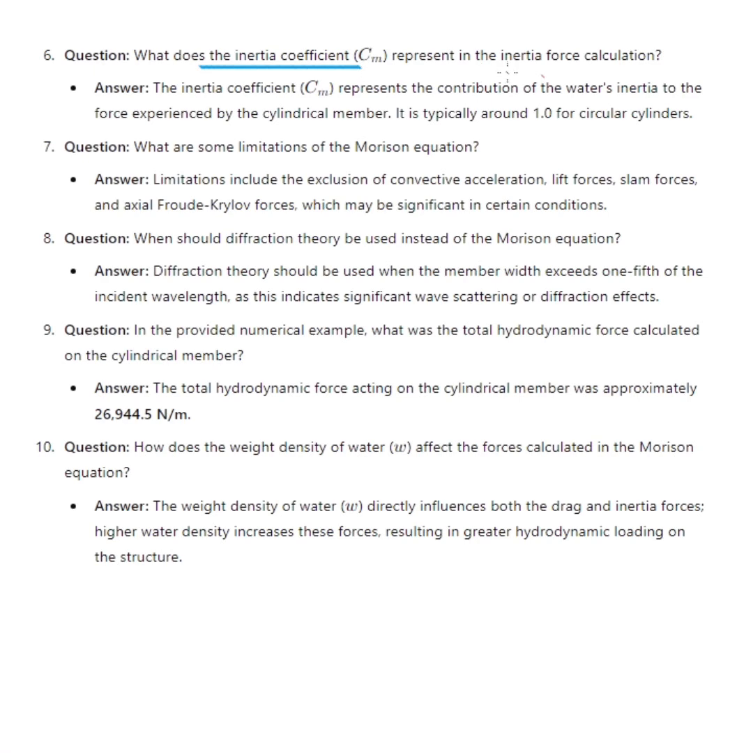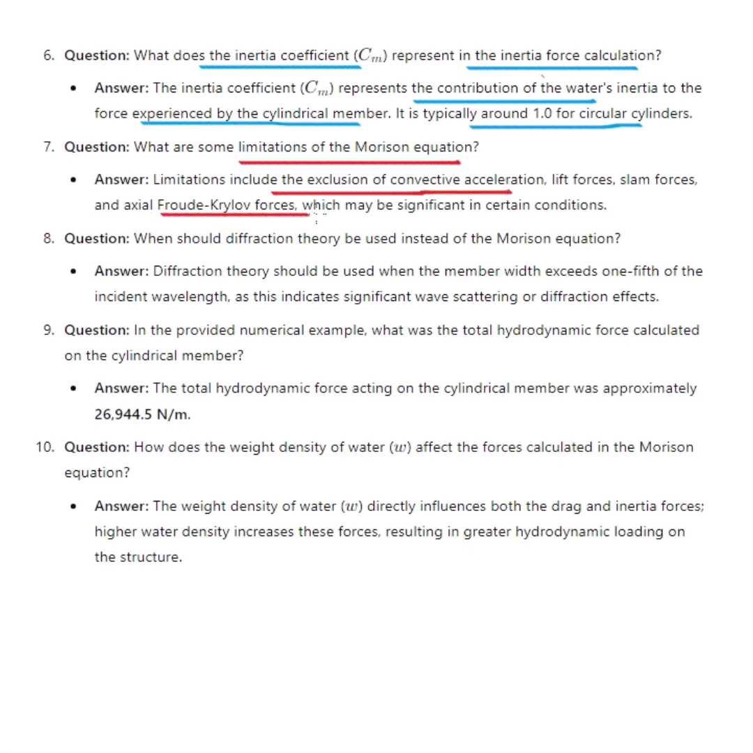What does the inertia coefficient Cm represent in the inertia force calculation? The inertia coefficient represents the contribution of water's inertia to the force experienced by the cylindrical member. It is typically around 1.04 as a number. What are some limitations of the Morison equation? The limitations include exclusion of convective acceleration, lift forces, slam forces, and axial forces, which may be significant in certain conditions.